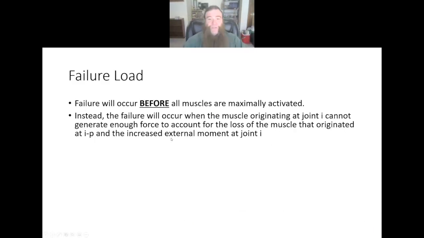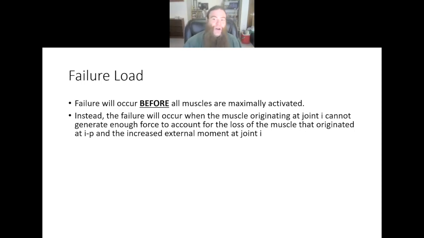This, of course, brings up the question of, okay, well, when is failure going to happen? How does this relate to actual performance? The muscles are contributing less. When does the system fail? What determines how far a snake can reach? And contrary to expectations, it's not going to be when all of the muscles are maximally active. Many of these early muscles will be nowhere close to their maximum load.